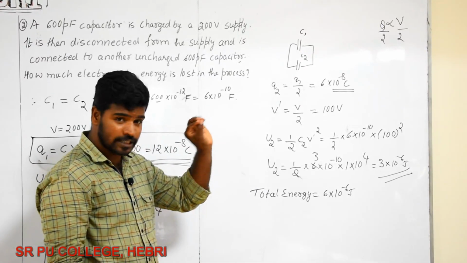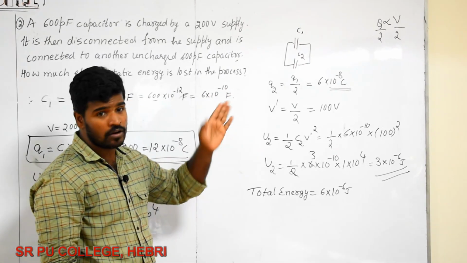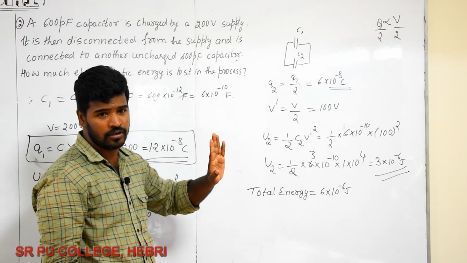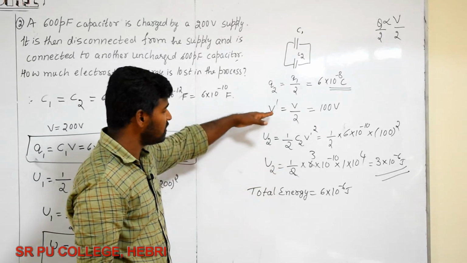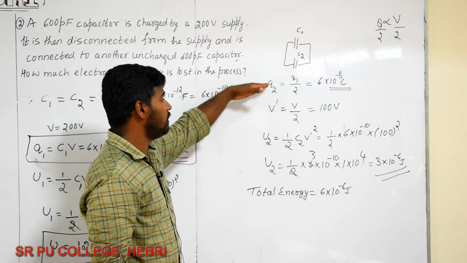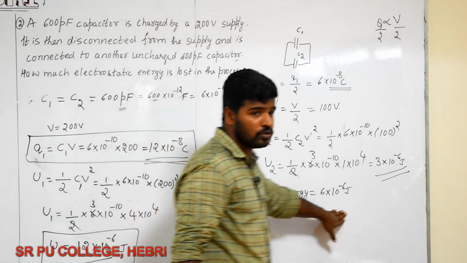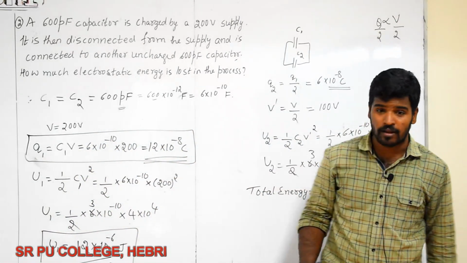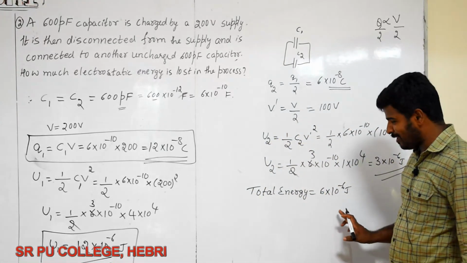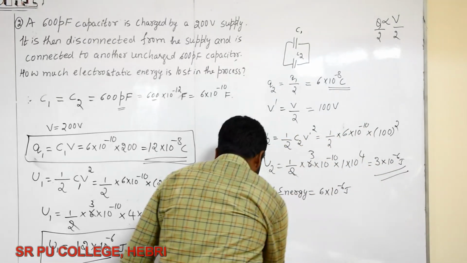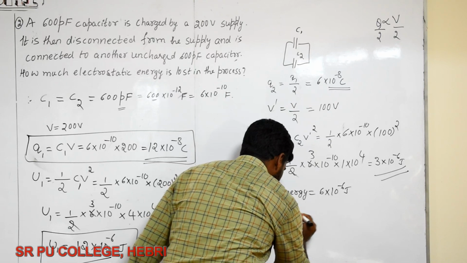When you connect C1 to C2, the charge and energy are shared equally, as well as the potential. Because of that, the energy stored on both the capacitors will be the same, the potential on both the capacitors is the same, and the charge stored on both the capacitors is the same. Based on that, the total energy of both the capacitors now is 6 into 10 raised to the power minus 6 joule. Therefore, the energy lost in this process.